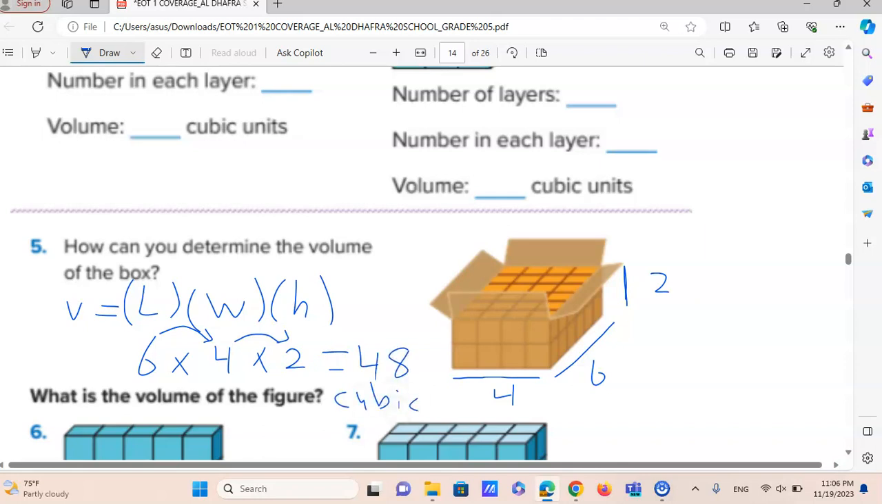Cubic units. Remember, you must write the measurement unit, cubic units, to deserve one more score.